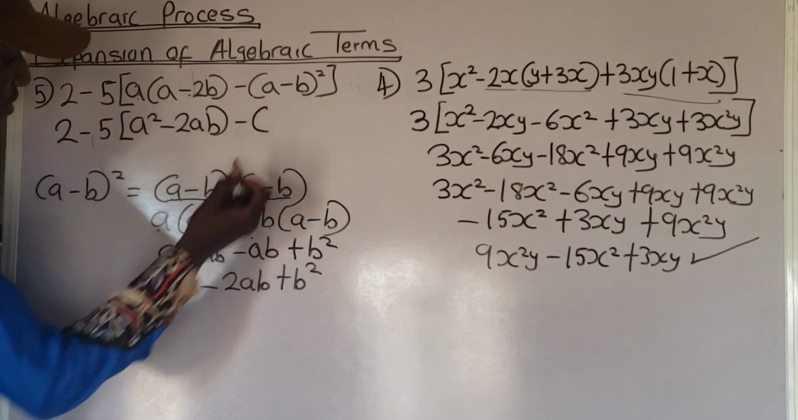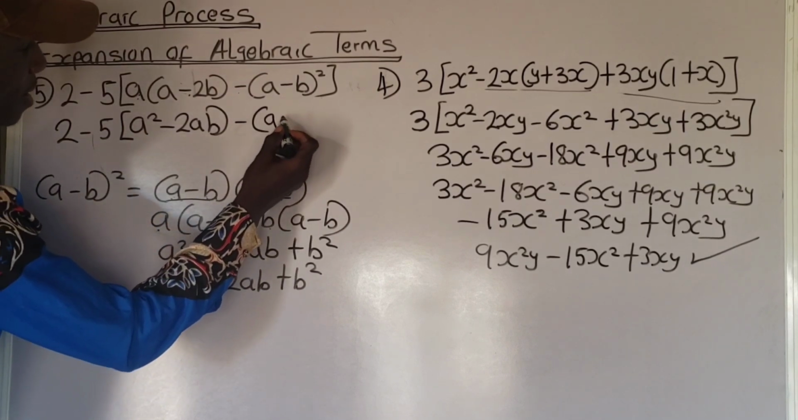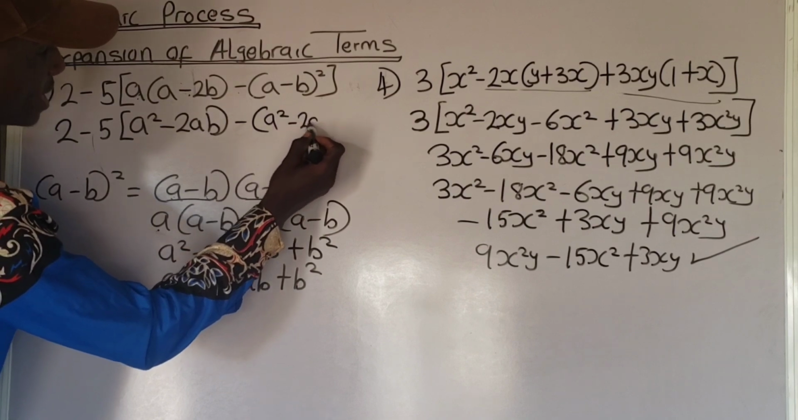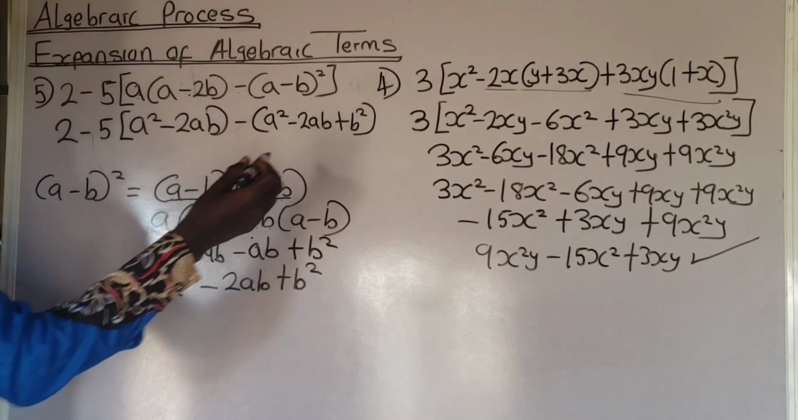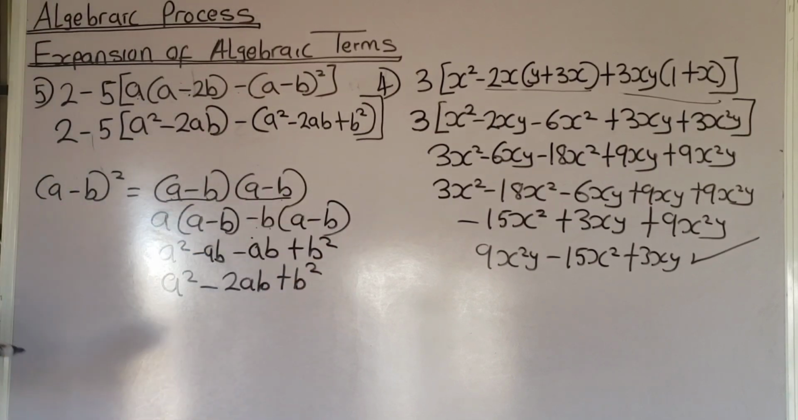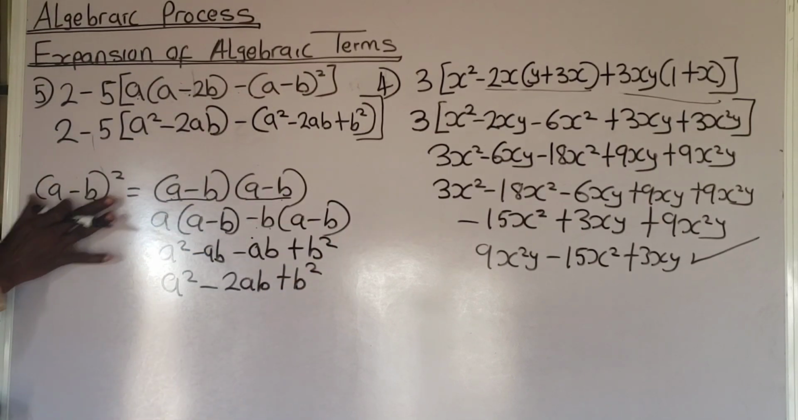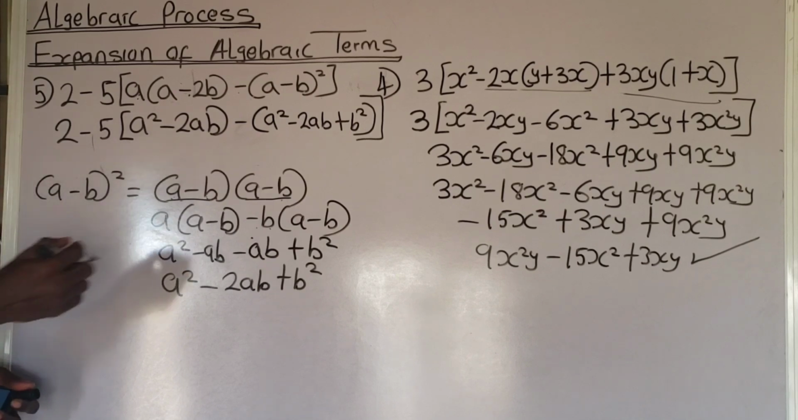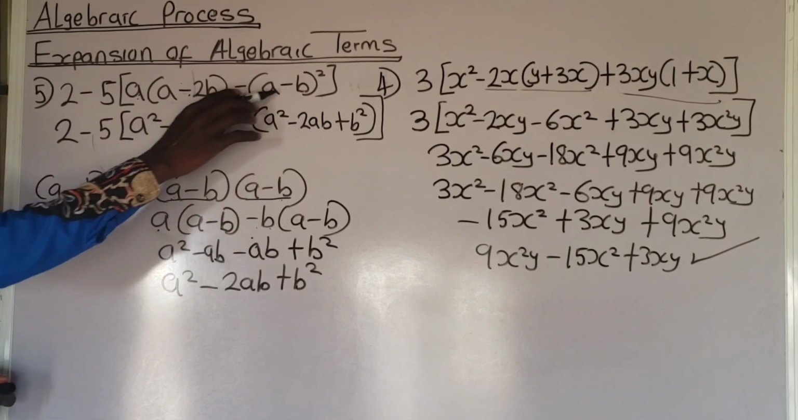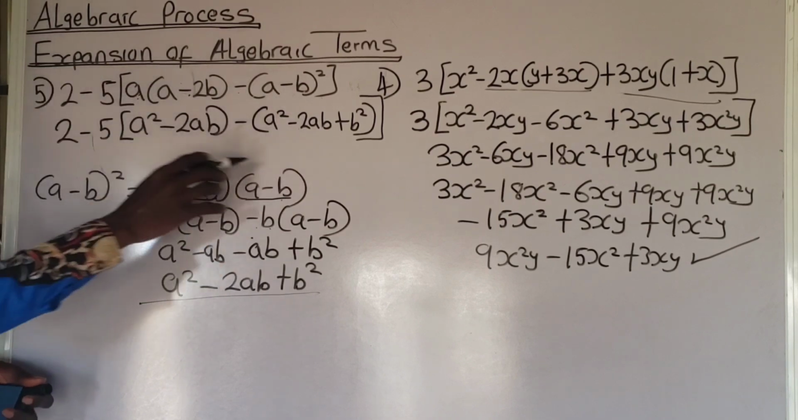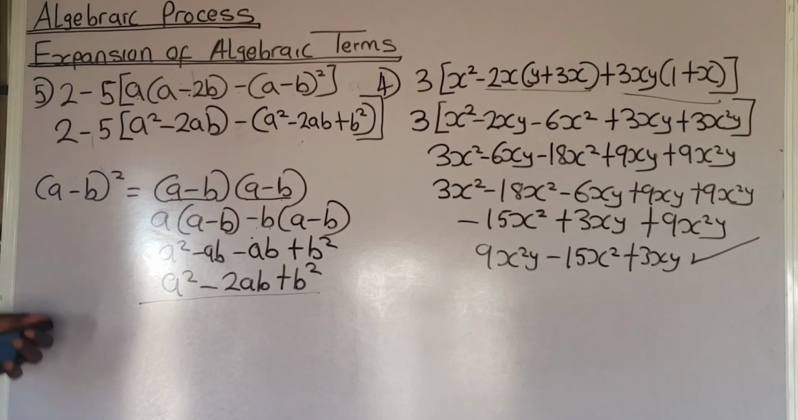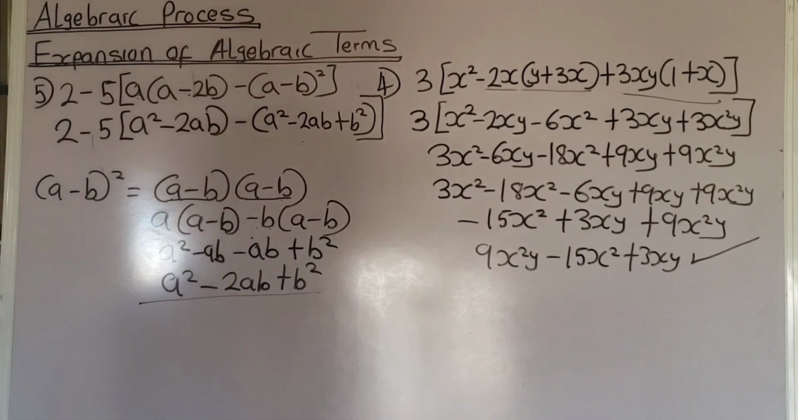I'm going to have a squared minus 2ab plus b squared. Do you understand? The reason why I brought out this (a minus b) squared is because I want to show you how I got this. By the time I expand this, I arrive at this answer. And that's why I got it here. It's very simple. Now, let us proceed with our solution.